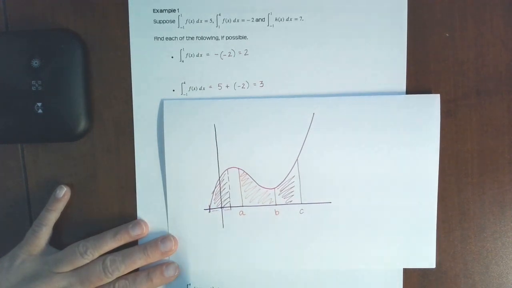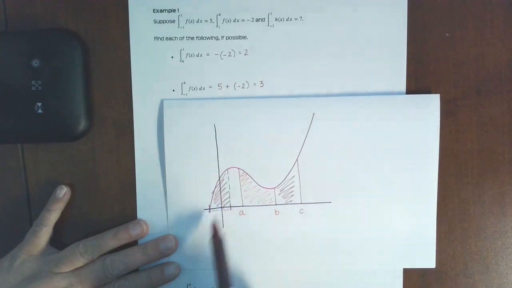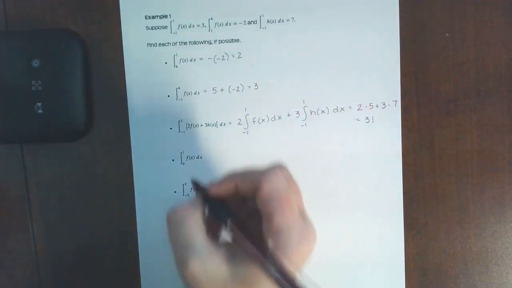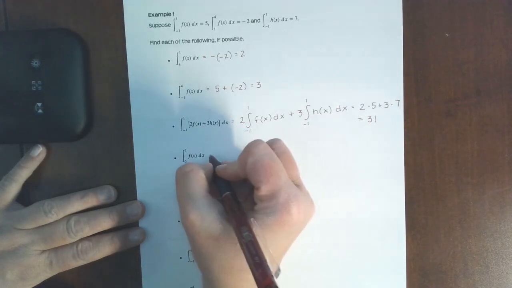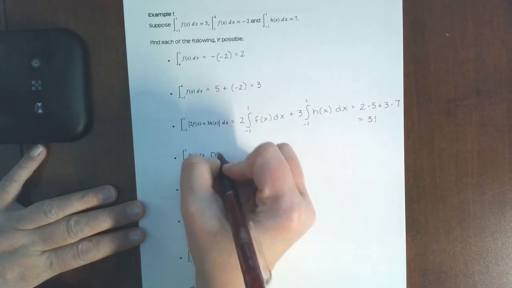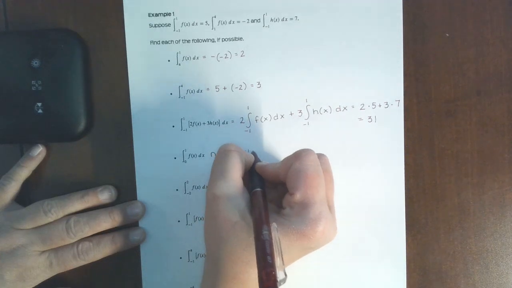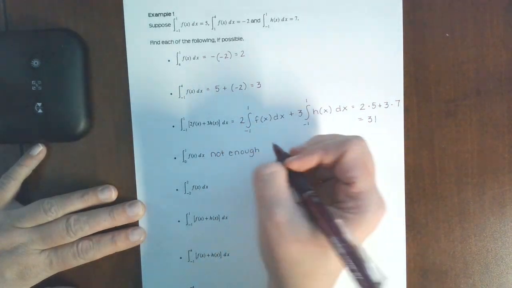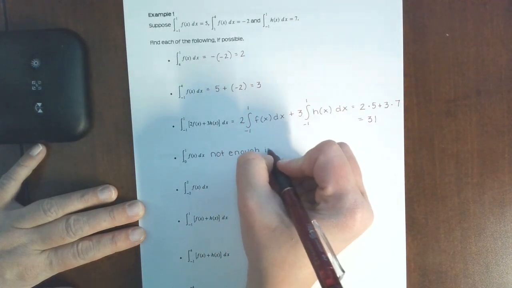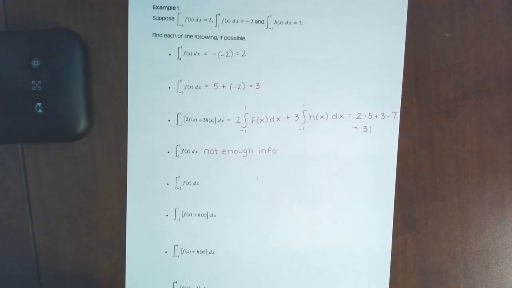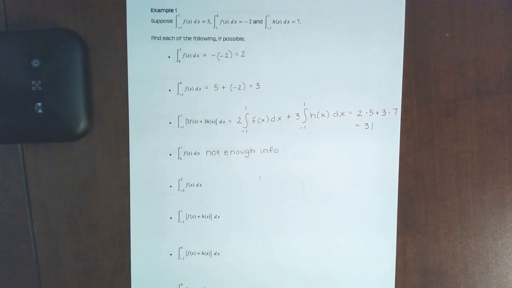If it's not symmetrical, then these two areas might not be the same, so I can't just take the total area and split it in half. So based on the information we have, we can't answer this question. I would just say not enough information. It's not that there's no solution, but without knowing more about these functions, I can't answer it with the information that I'm given. So don't fall for that trap where you think that you can just split the integral in half. Okay?